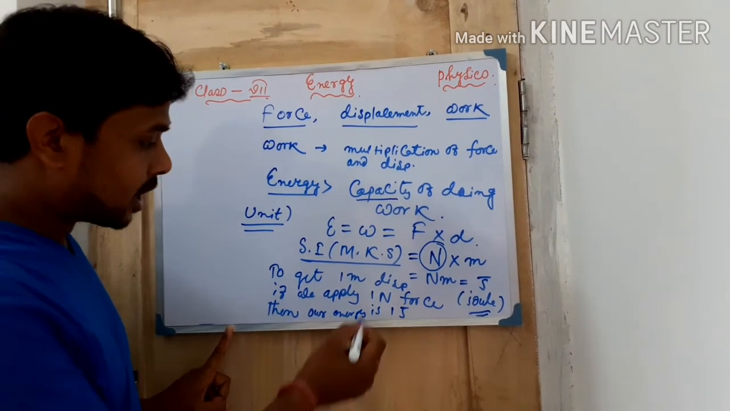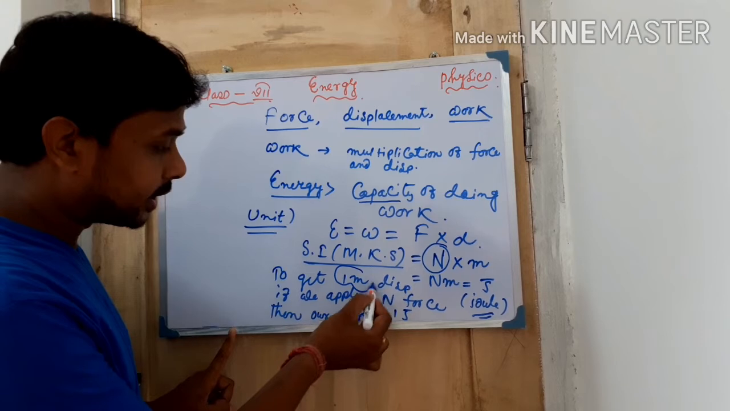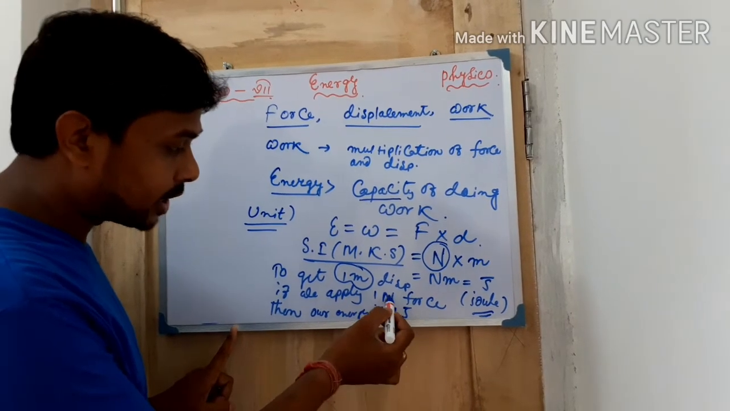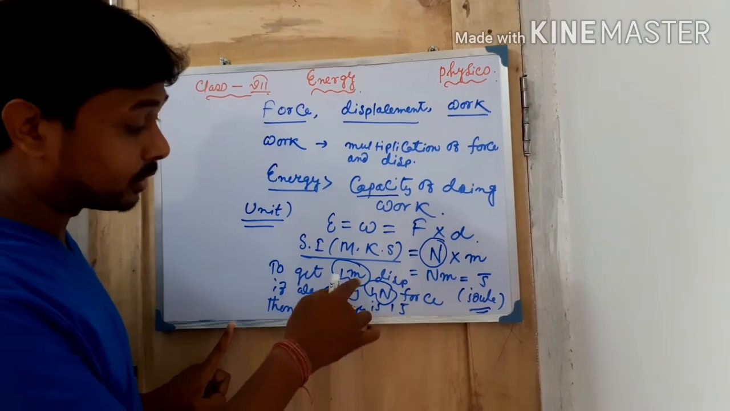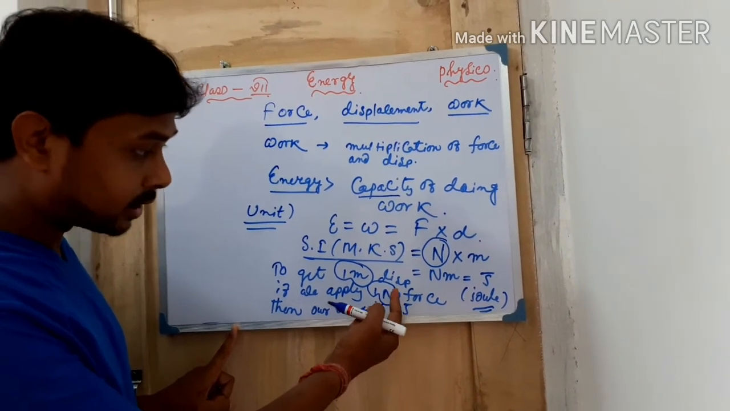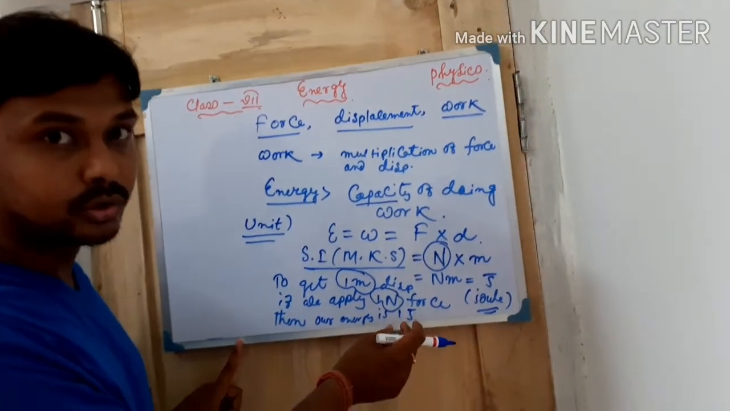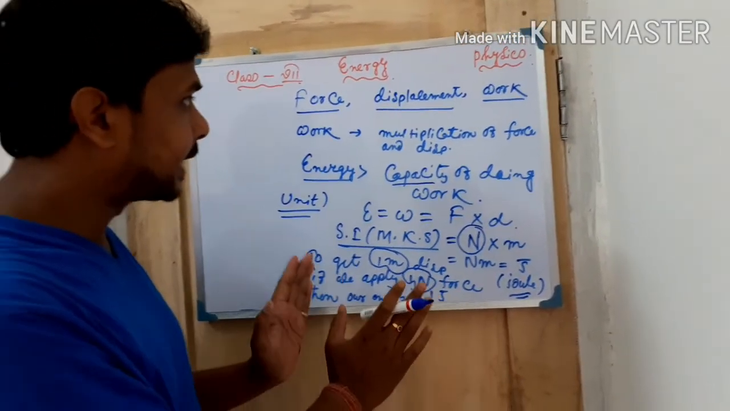Maybe you understood. How much displacement we get, 1 meter. How much force we applied for that, 1 Newton. For that reason, the amount of work is equal to 1 joule. So this is the SI unit of that one.